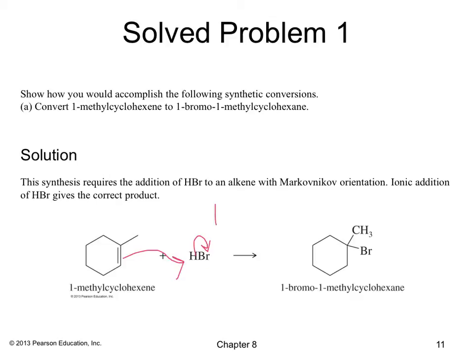This will generate an intermediate that looks like this, in which you have a positive carbocation over here, right? That's the more substituted carbocation, and the H will add onto the least substituted side, allowing for Markovnikov addition. And then the Br minus that's floating in comes back as a nucleophile to quench the charge so that you generate this product.